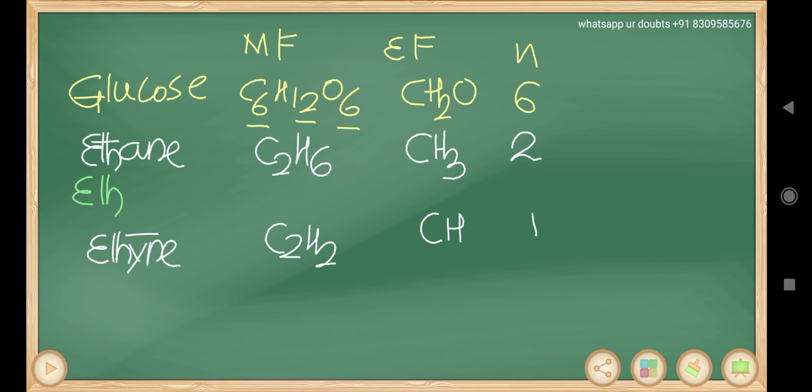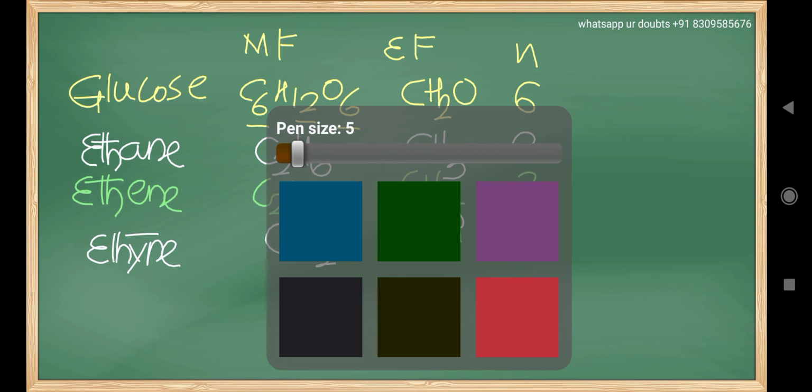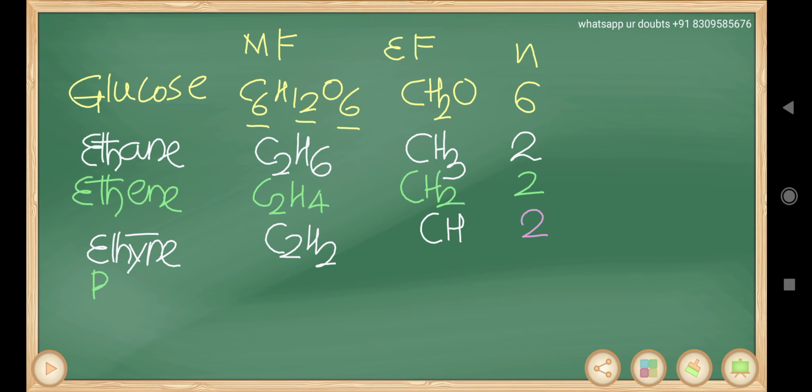Ethene, C2H4, simplest formula CH2. So n is 2. And benzene you can take, C6H6. So the simple formula is CH, and the molecular formula can be got by multiplying with 6. Benzene C6H6, empirical formula is CH.